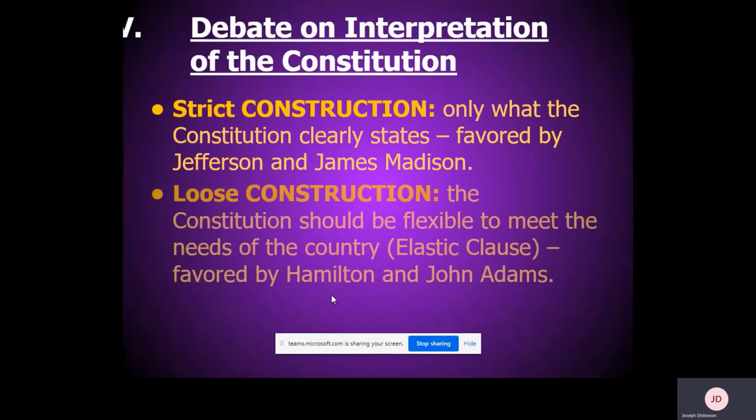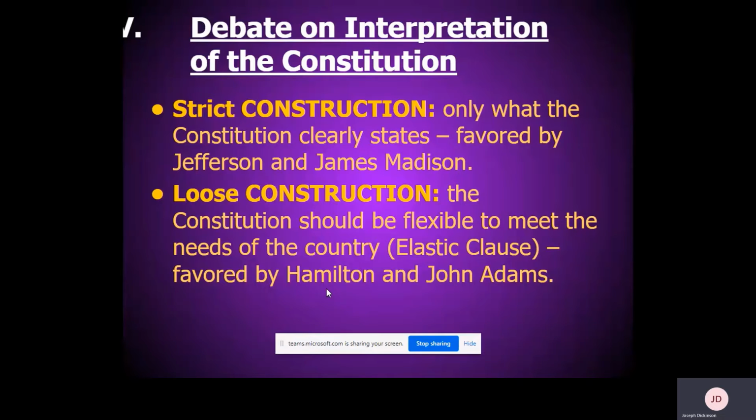All right, so this is going to become the interpretation of the Constitution. You have a strict construction: only what the Constitution clearly states. It's favored by Jefferson and James Madison. So if the Constitution doesn't say it, then you can't do it. It is what it is. These are rules. We're not going to bend them. We're not going to make it flexible. We're not going to bend it to our needs. It says what it says. If it doesn't say it, you can't do it.